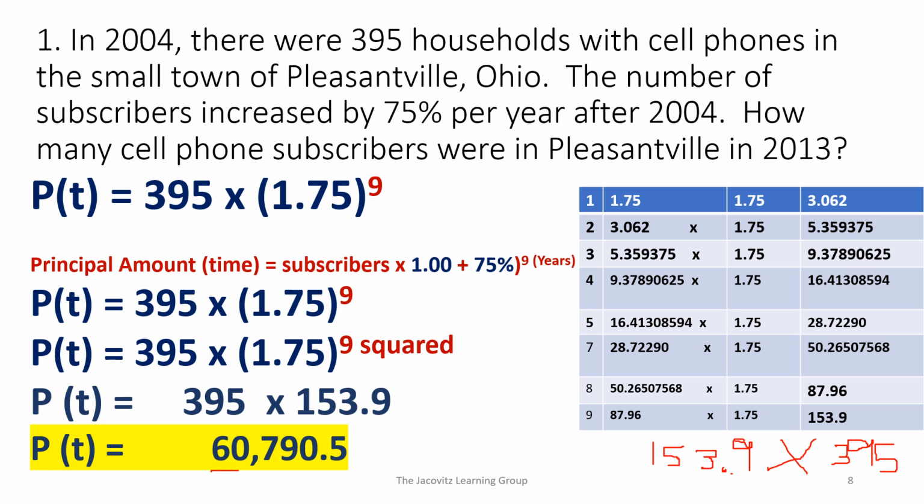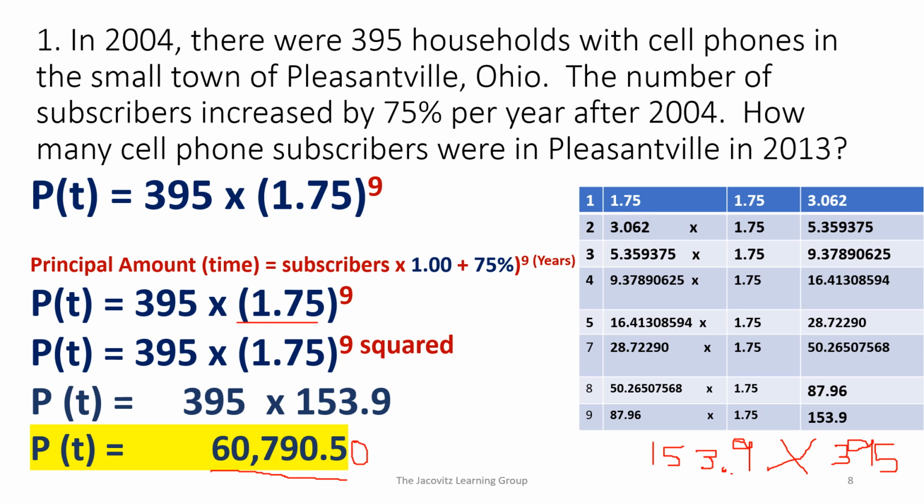And that gives me 60,790 and a half, because that 0.5 is really 0.50. Okay, but this constant has to be done each time. Some of you, when they do it online, they allow you to take the computer's calculator, and all you have to do is multiply 1.75 times 9, and that's going to give you this number automatically.